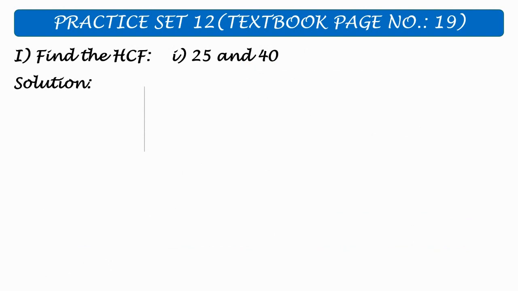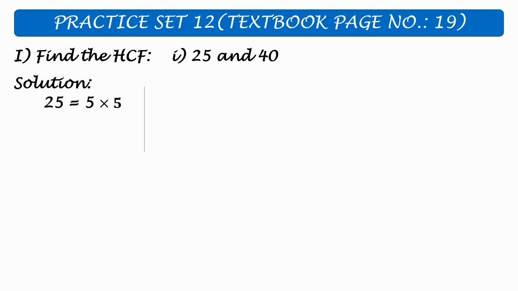So students, now let us do practice set 12, which is on textbook page number 19. So the first question is we have to find the HCF. The first numbers are 25 and 40. That means we have to find the HCF of 25 and 40. Now in the solution, first we will be writing the prime factors in product form for 25 and 40. So the prime factors of 25 are 5 multiplied by 5.